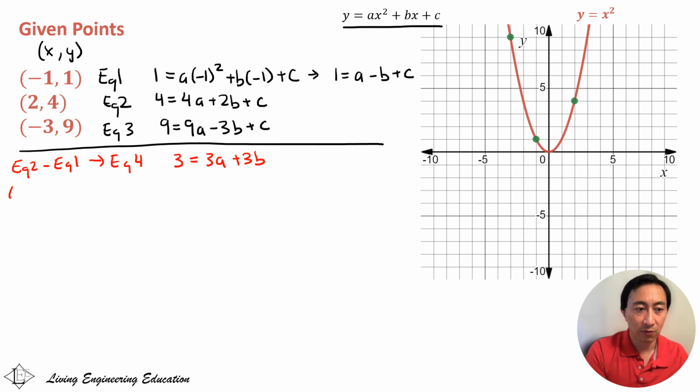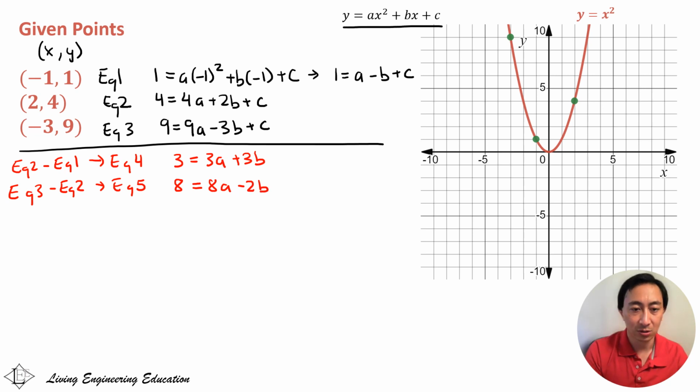We'll do the same thing for, let's say, equation 3 and equation 2. Remember, it doesn't matter which pair. I can do equation 3 minus equation 1 here if I like as well. It doesn't matter, but I'll call this one equation 5, right? So 9 minus 1 gives me 8. 9a minus a gives me 8a. Negative 3b minus negative b gives me negative 2b. And then c minus c gives me 0. Right? So these are my 2 new equations.